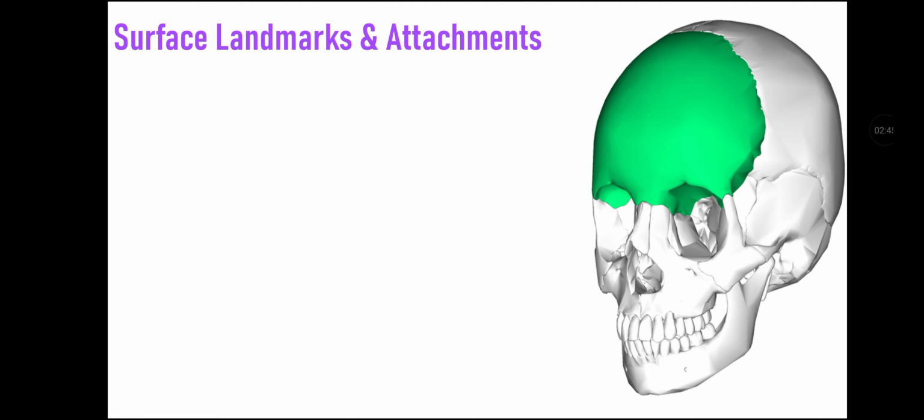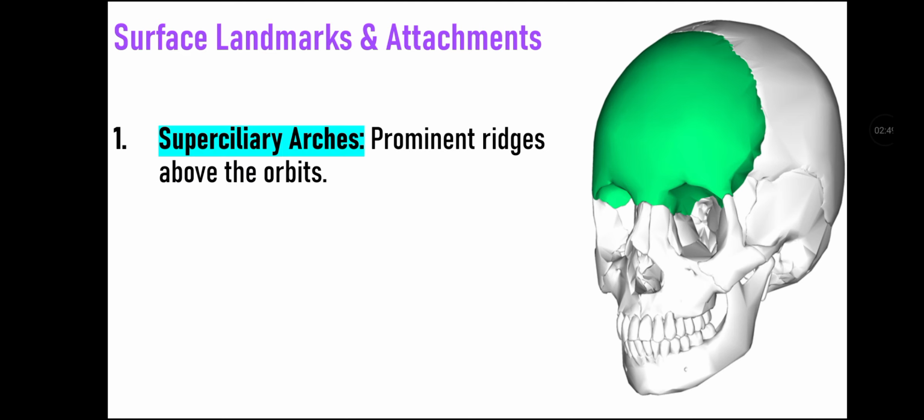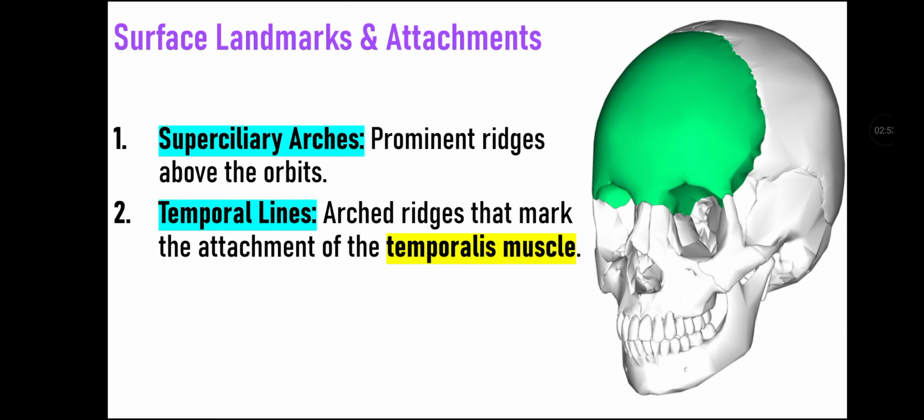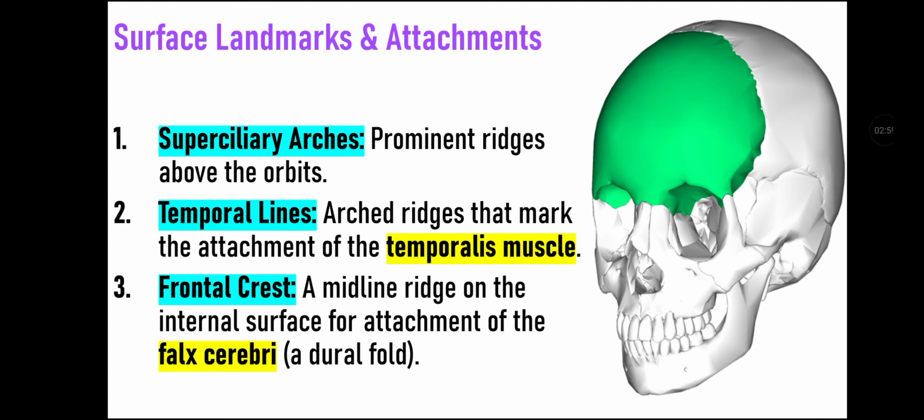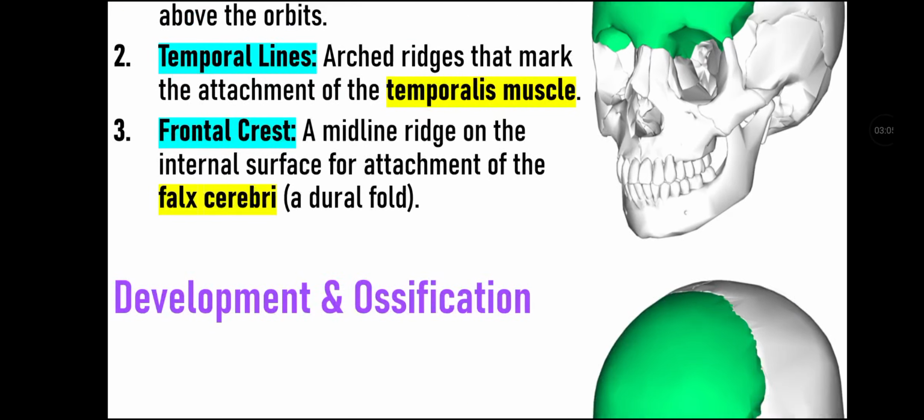Next, let's talk about surface landmarks and attachments of frontal bone. They have superciliary arches that are prominent ridges over the orbits. They have temporal line that are arched ridges that mark the attachment of temporalis muscle. They have frontal crest, that is the midline ridge on the internal surface for attachment of falx cerebri.